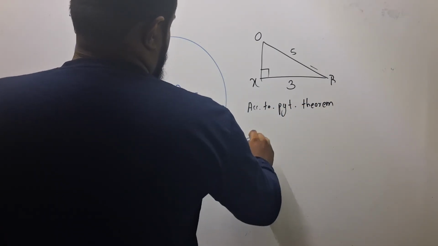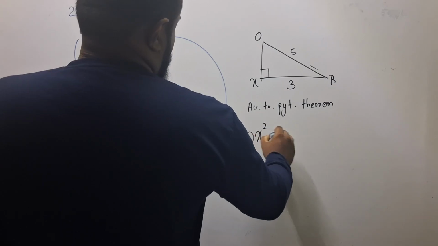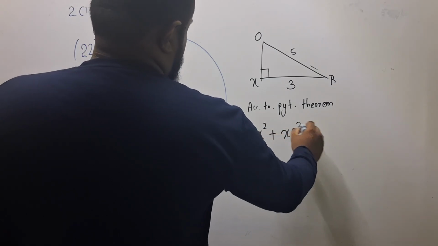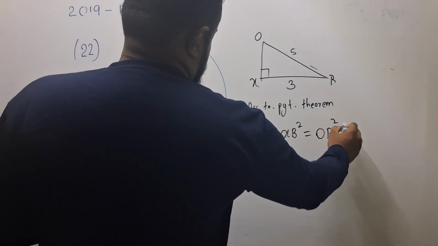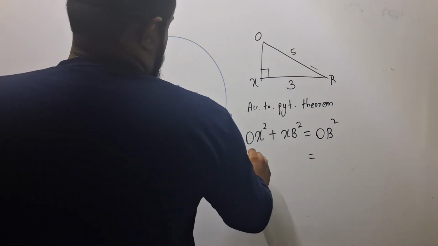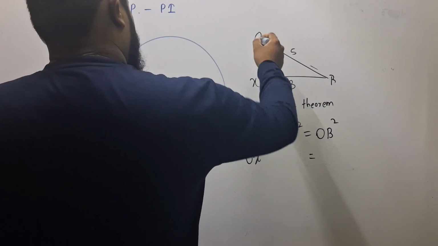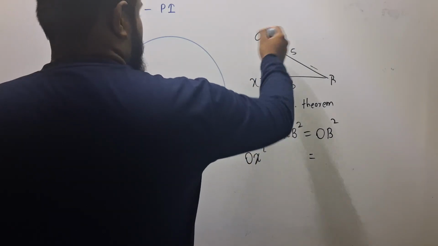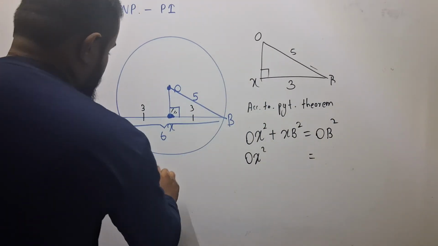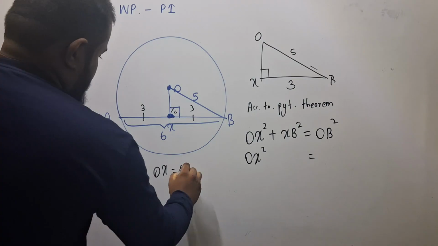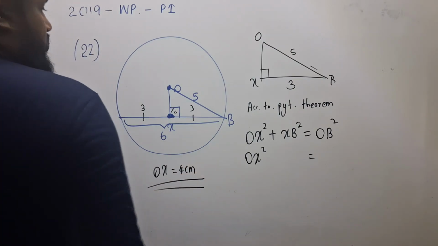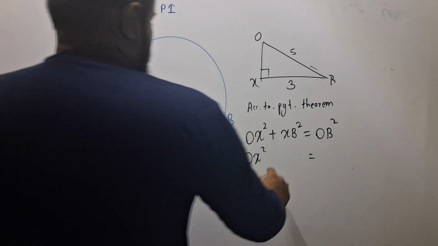what we can do? We can write OX squared plus XB squared is equal to OB squared. OX squared, that's what we have to find. Or you can simply remember the Pythagoras triple 3, 4, 5. This OX is 4 centimeters. Okay, OX is 4 centimeters. You will get the whole marks, no matter. If not, you can solve it like this.